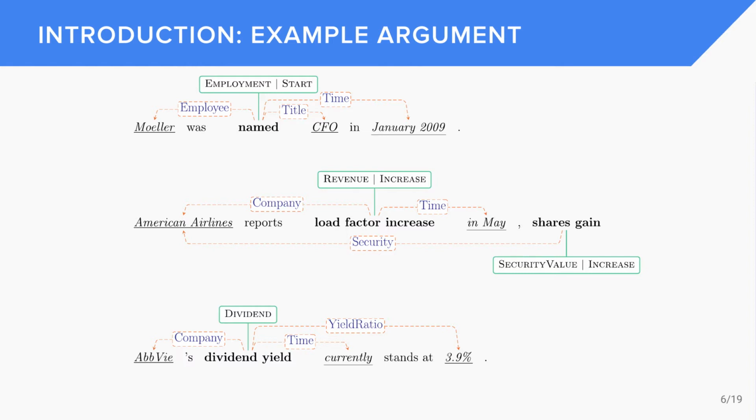In the first sentence, Mueller is the employee argument, which is being named CEO, which is the title of the job role, and in January 2009 is a time argument.